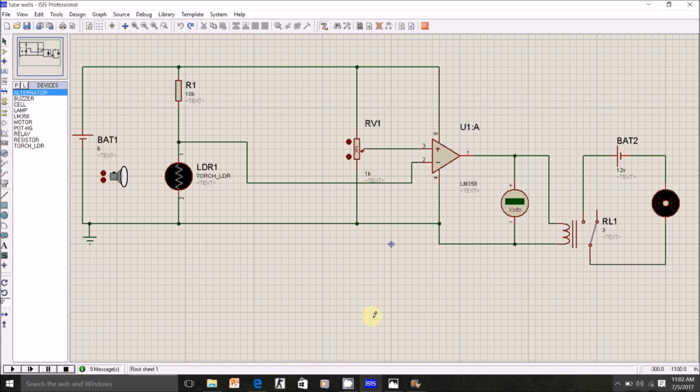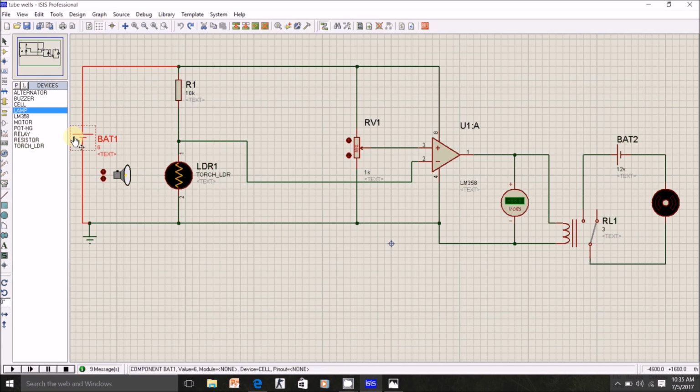Now at first, this circuit here may seem a bit complicated, but believe me, it is very easy. So moving on, first components. This here is a DC 6 volt battery, this is LDR.